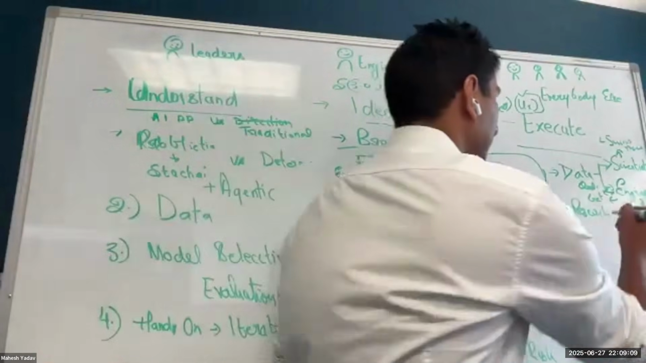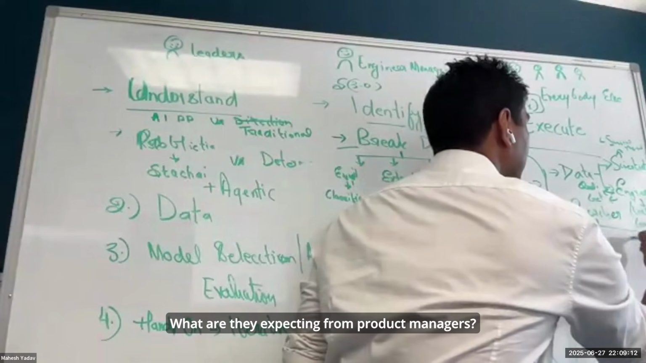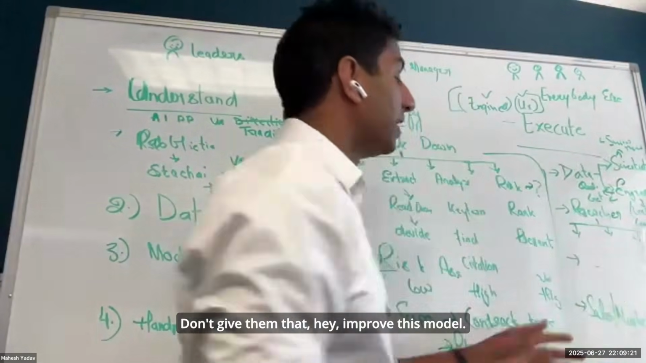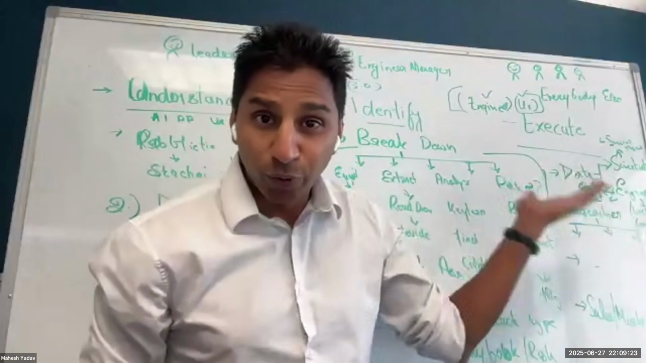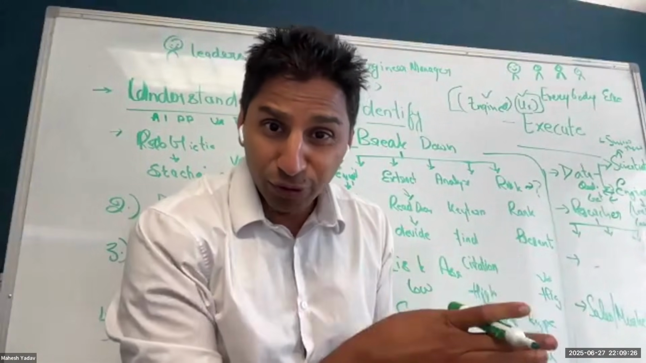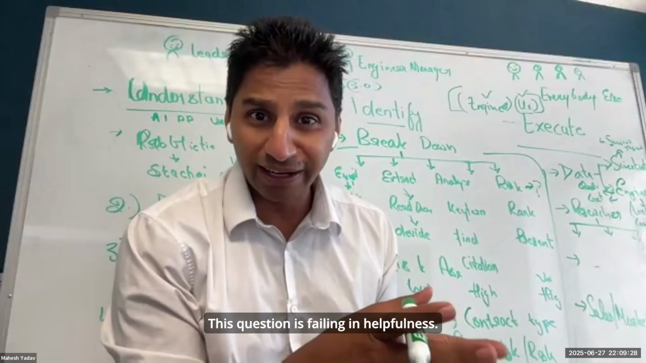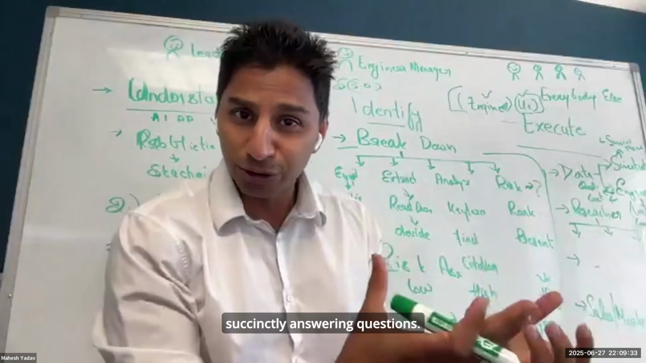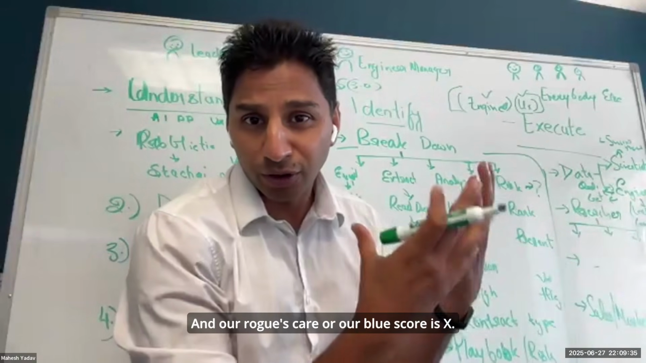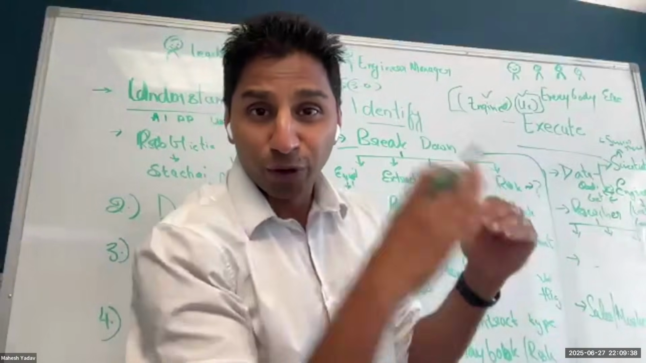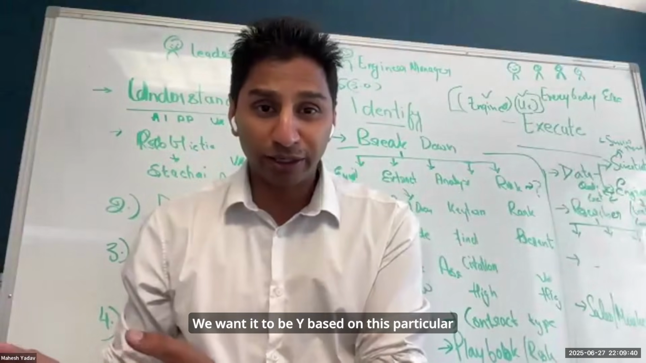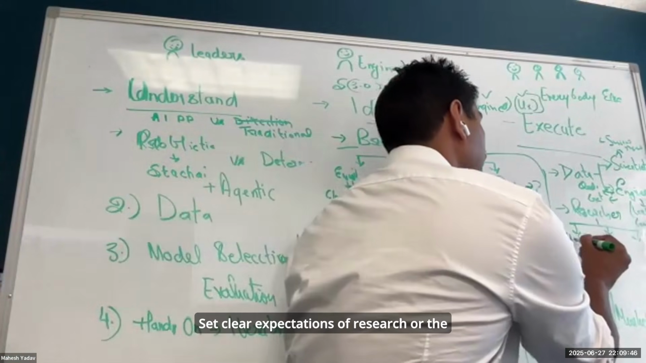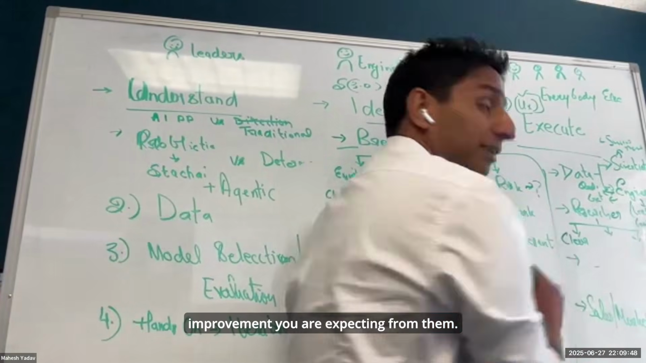What are researchers expecting from product managers? They need very clear research goals. You don't just give them, hey, improve this model. You want to give them something very specific: helpfulness is failing. This question is failing in helpfulness, our model is not answering questions succinctly, and our ROUGE score or our BLEU score is X. We want it to be Y based on this particular evaluation set I have provided you. Set clear expectations of the improvement you are expecting from them.